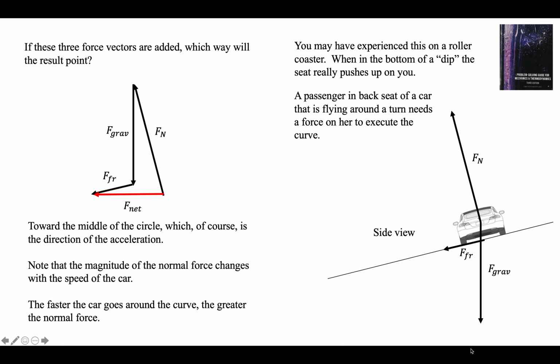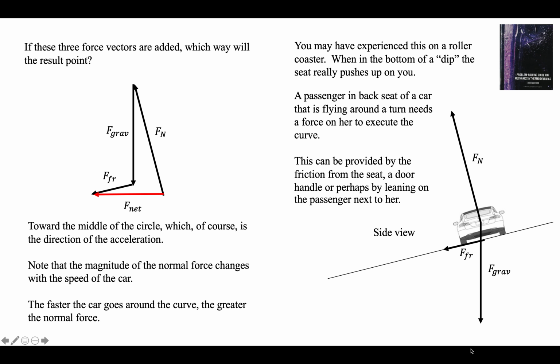If you're a passenger in the back seat of the car and the driver's flying around a turn, you need a force to keep you going in the circle. You could grab onto the door handle. If it's not too fast, the friction in the seat might provide it. Or leaning onto the passenger next to you.